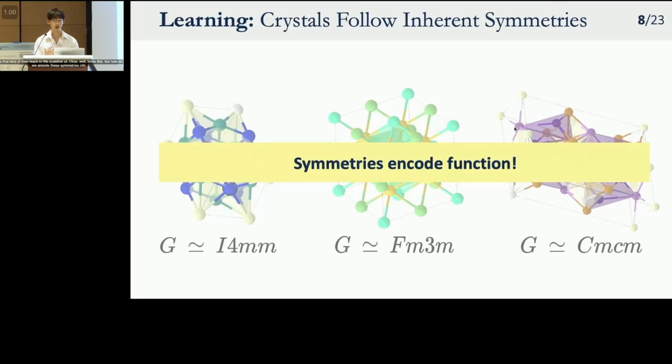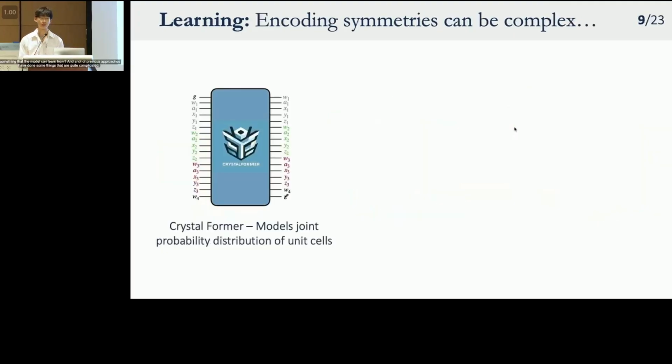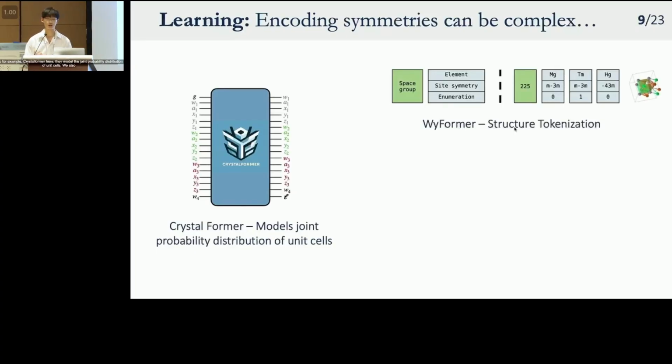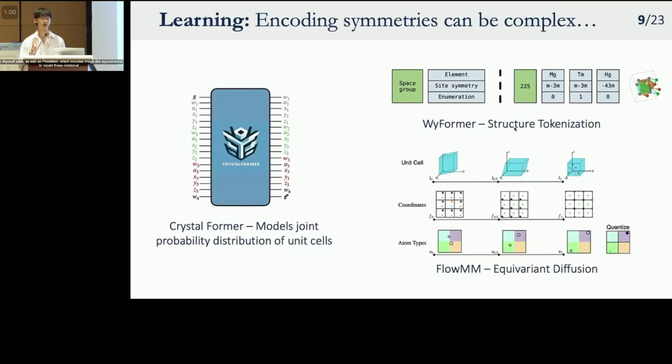That leads to the question: we know this, but how do we encode these symmetries into something that the model can learn from? A lot of previous approaches have done some things that are quite complicated. For example, CrystalFormer modeled the joint probability distribution of unit cells. We also see things like Wyckoff-based transformers, which use a special structure-based tokenization that includes space group information as well as Wyckoff sites, as well as FlowMM, which includes things like equivariance to model these rotational symmetries.